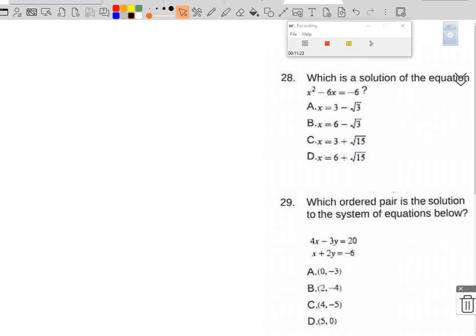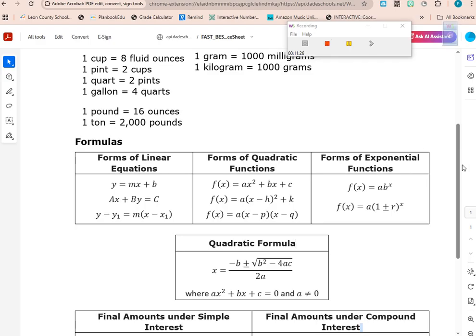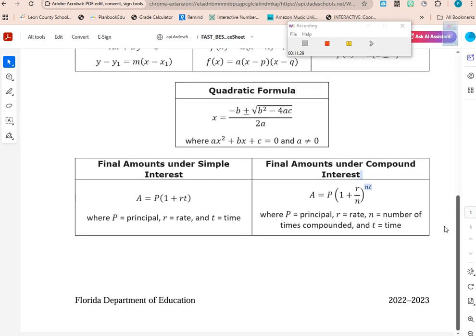If you look back at the reference sheet that I gave you earlier, and you will have this on the EOC, here is the quadratic formula. X equals the opposite of b plus and minus the square root of b squared minus 4 times a times c, all divided by 2 times a. And it tells you here where ax squared plus bx plus c equals 0. So that tells you when you have a quadratic equation, you have to rewrite it in this form. And then you'll have your a, your b, and your c, and you use those to plug into the formula.